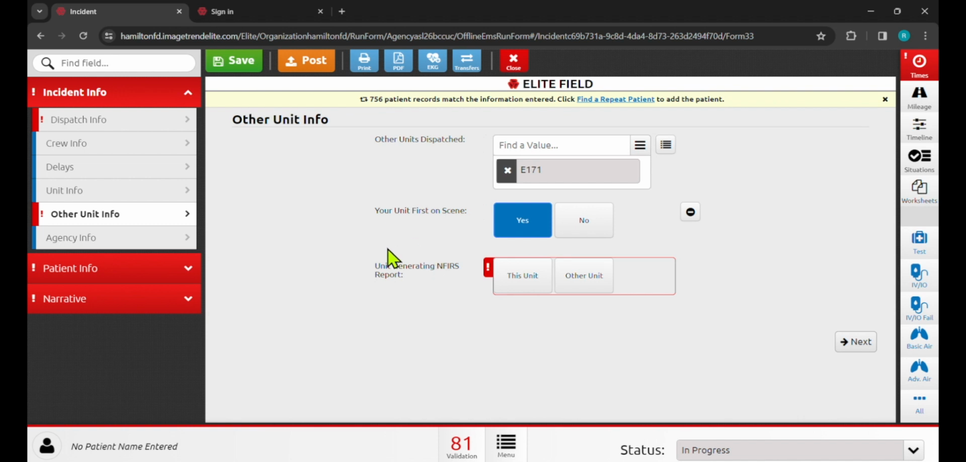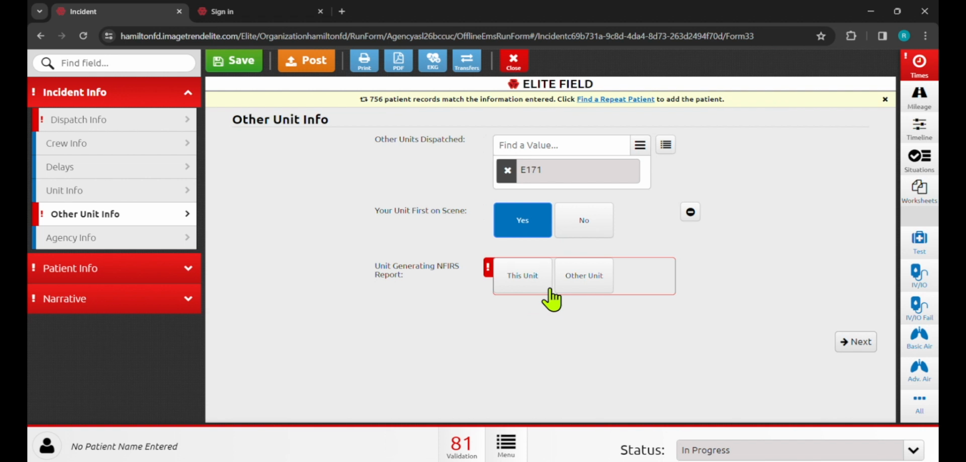So this now begs the question, if we had two pieces of equipment on this run, which one of you is doing this NIFRS report? We get one NIFRS report per incident, not per truck. I am aware that there are still some departments out there that may generate two NIFRS for two trucks on one run. That is an old school way of padding numbers. That is not a practice that we are in. So one NIFRS per incident, whether it was one truck or all trucks.